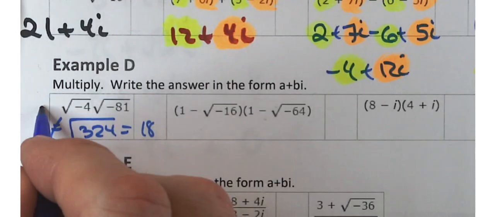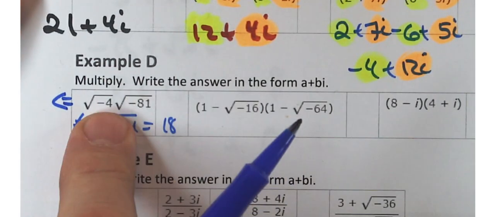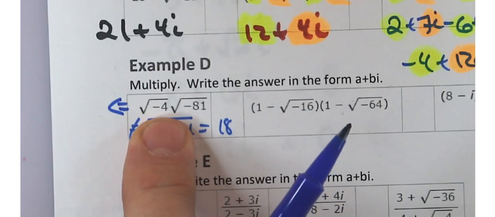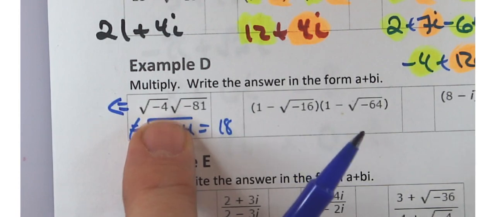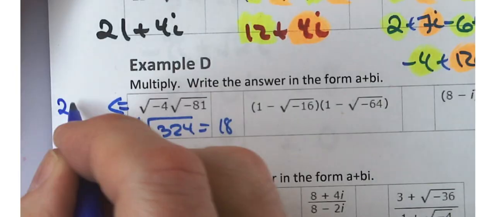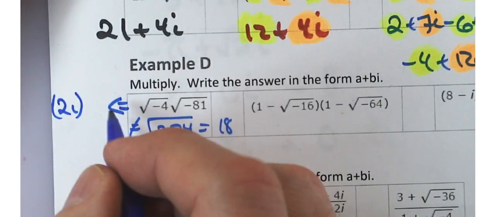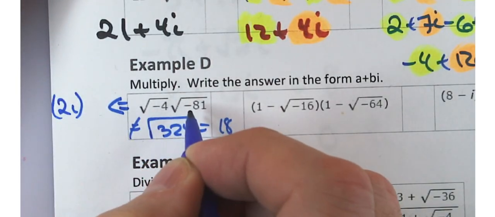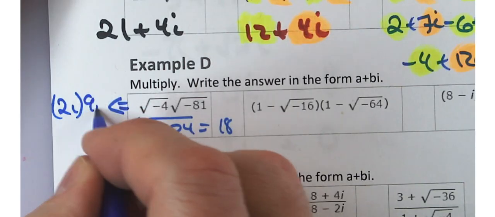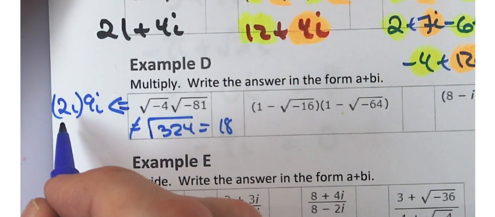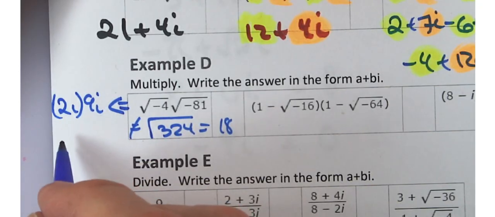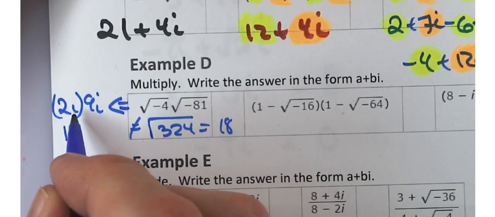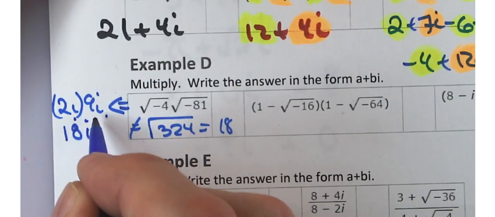So how do we actually do that? Well, help me out. What's the square root of negative 4 going to be? What's the quick answer on that one? 2i. Good. You're going to get 2i times, what's the other part of this? 9i. Now help me multiply this out. What's 2 times 9? 18. What's i times i? i squared.